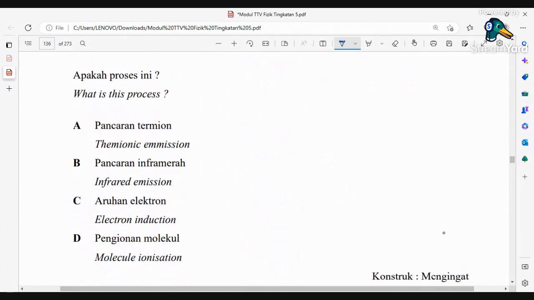Okay. What is this process? So the answer will be A, thermionic emission. Thermionic refers to heat. Thermo means heat.